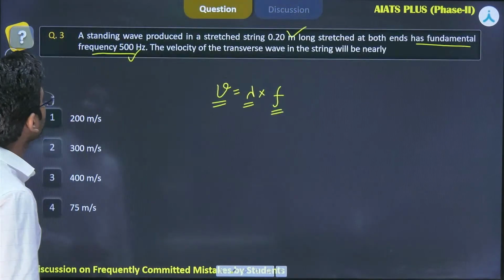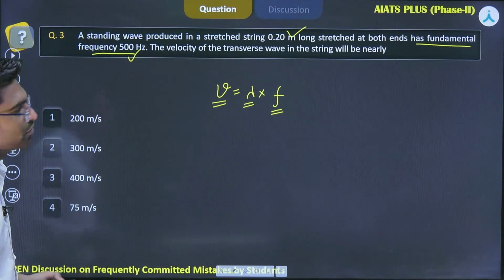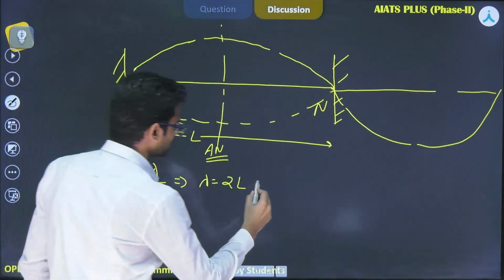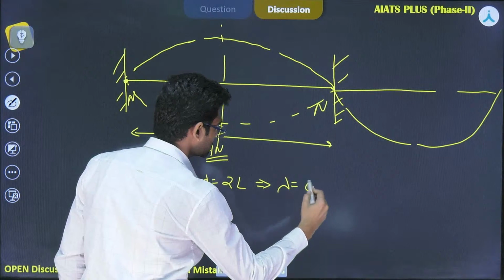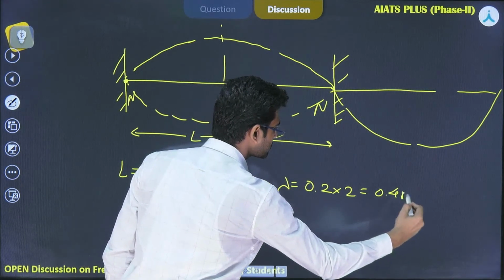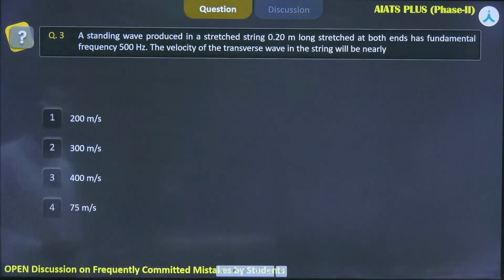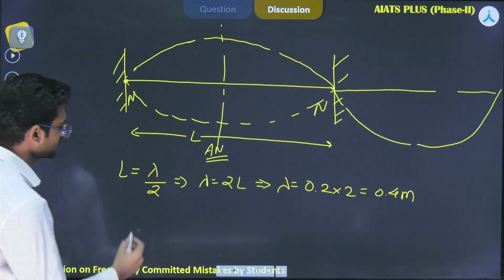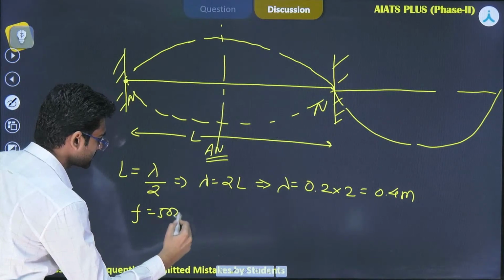Now length is given as 0.2 meter. So lambda will become 0.2 into 2, that is equal to 0.4 meters. And what about the frequency? Frequency is given as 500 Hertz.